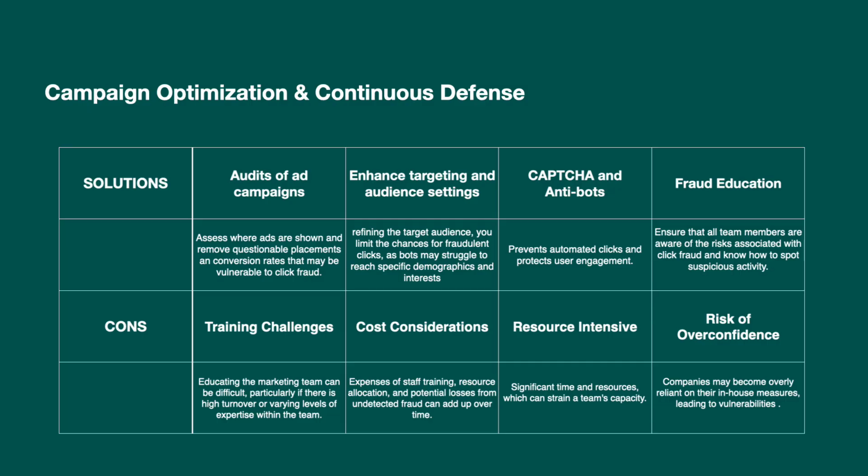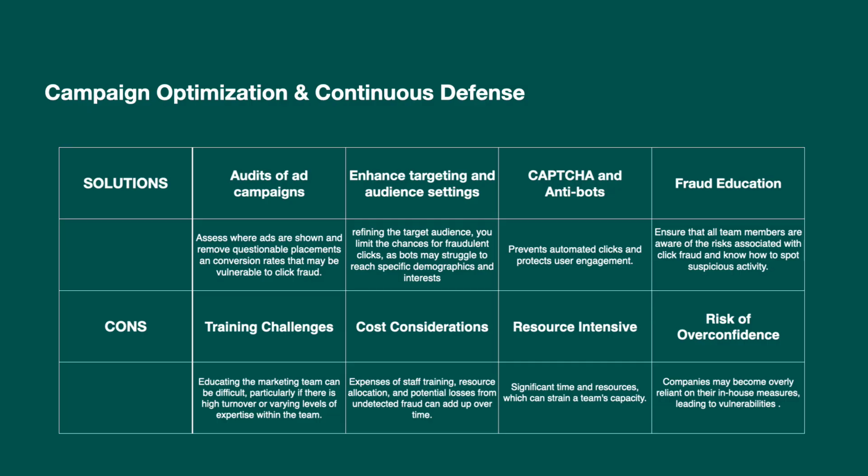And the final solution is fraud education. That means ensuring that all team members are aware of the risk associated with click fraud and know how to spot suspicious activity. Now, let's discuss some of the cons. Training challenges. Educating the marketing team can be difficult, particularly if there's a high turnover or varying levels of expertise within the team. Another con is the cost considerations.